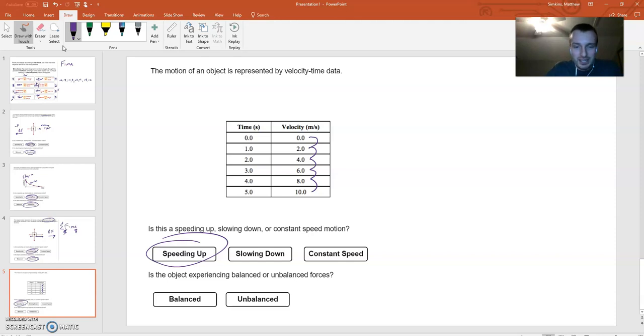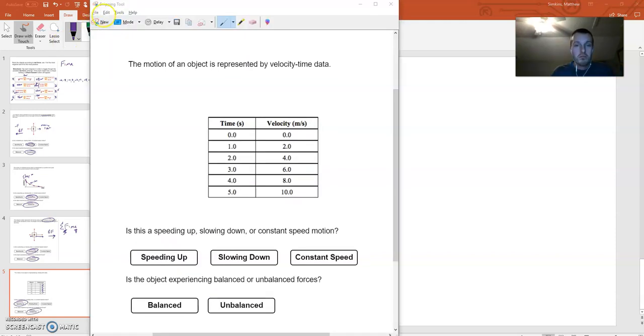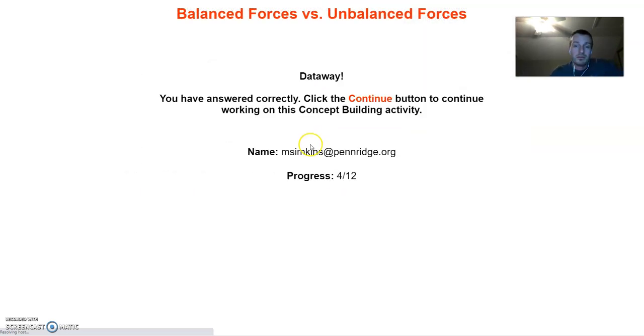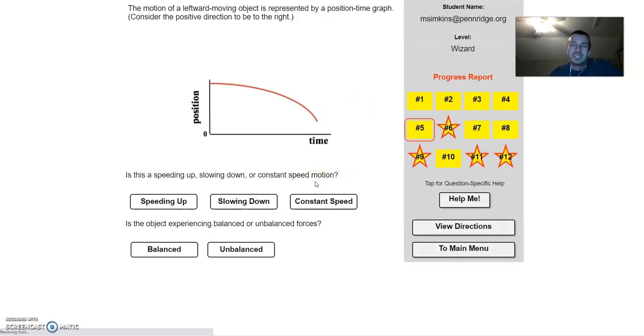And then it says, is it unbalanced or balanced? Well, if you're speeding up, that means you're accelerating. And if you're accelerating, that means the forces are unbalanced. So that one wasn't bad. I didn't really need to write anything for that one. So we're speeding up, unbalanced forces. You have to have unbalanced forces if you're going to speed up. So let's take a look at, I guess I'll give you one more here.